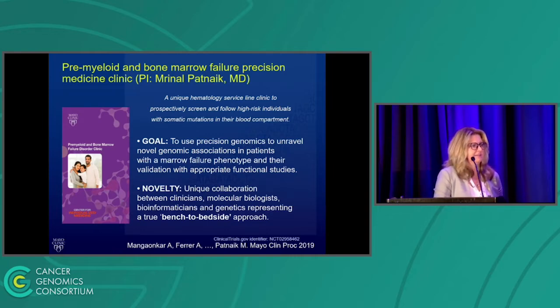It's a unique heme service line clinic to prospectively screen and follow high-risk individuals with somatic mutations in their blood compartment. So our goals are to prospectively identify clonal cytopenias and further stratify these, CHIP, CCUS, or low-risk MDS. And number two, to focus on variants of undetermined significance, build our clonomics core to help with these downstream functional validations, like in silico analysis, RNA sequencing, chromatin immunoprecipitation, methylation studies, and if needed, isogenic cell lines.